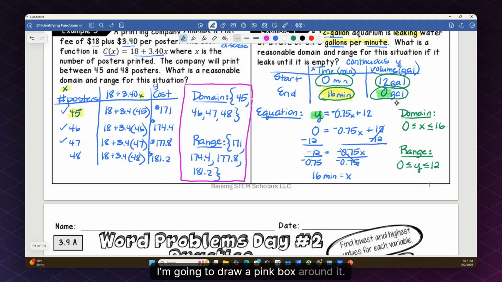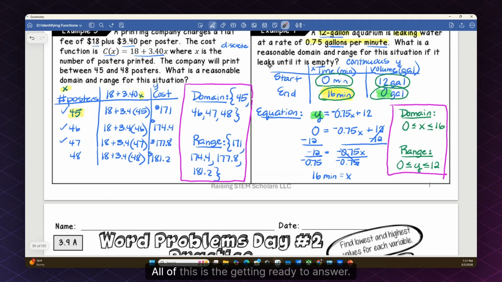I'm going to draw a pink box around it. This pink box represents the answer to what the question was asking. Everything else is the scratch work. All of this is the getting ready to answer, okay? Because the actual question is, what is a domain and range for this situation? So my domain, it took from 0 to 16 minutes to drain. And my range, the 12 gallons, the lowest amount of gallons was 0 and the highest was 12. I hope that helps, guys.